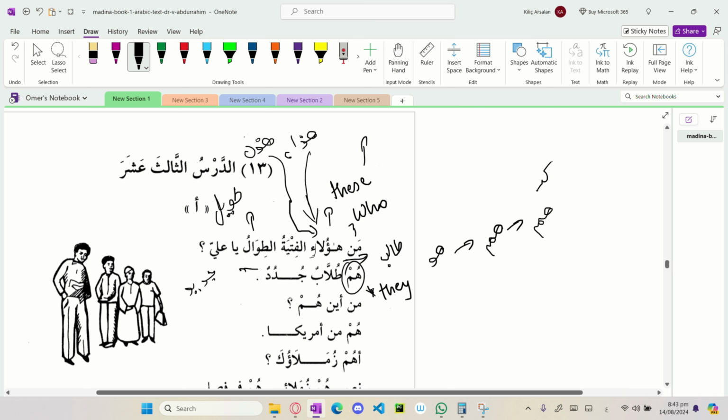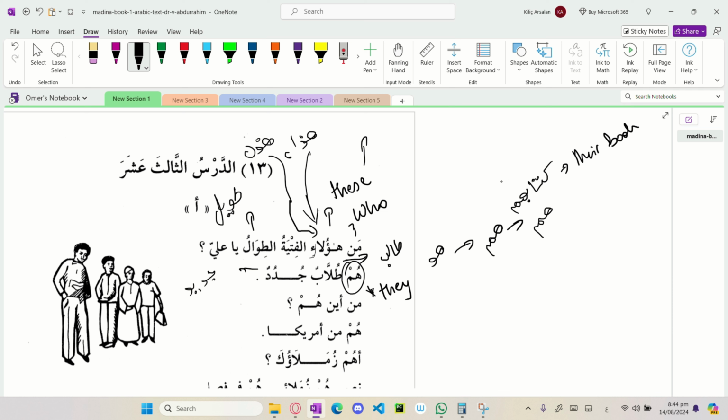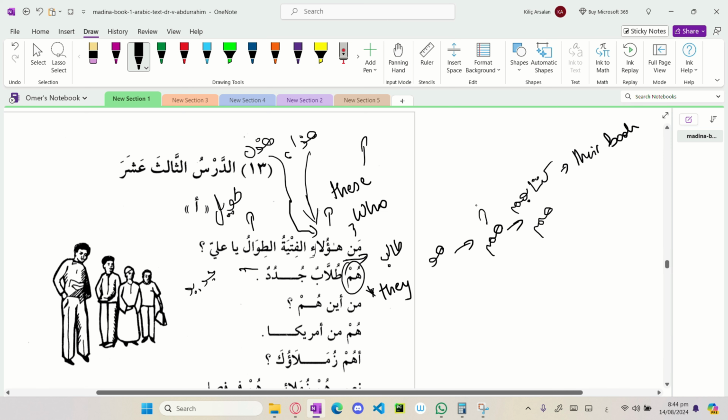So kitabuhum would mean their book. So this is the ضمير المتصل. The ضمير المتصل and the ضمير المنفصل are the same for hum. And huwa means he, and the ضمير المتصل for huwa is hu.